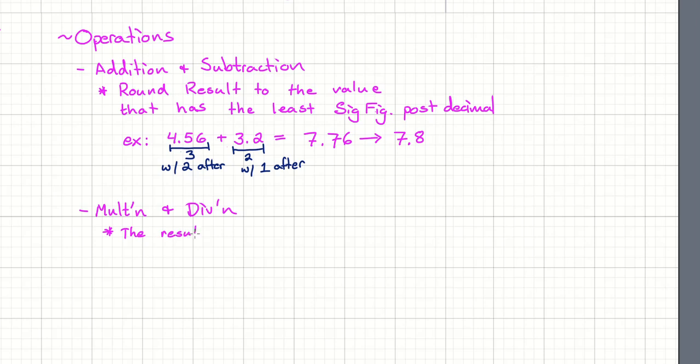The result has as many sig figs as the value with the least. Now, only a little tiny change here. Addition and subtraction, you follow the decimal. I don't really care about how many total significant figures there are in each number. After the decimal is what matters when you're adding and subtracting with significant figures.